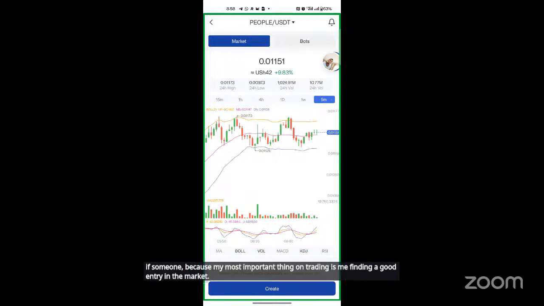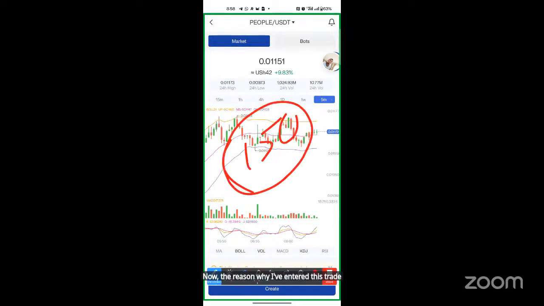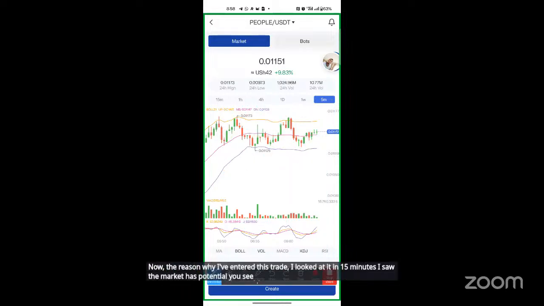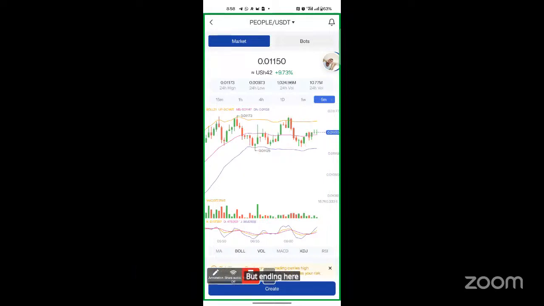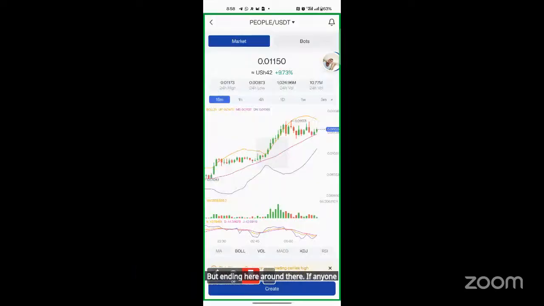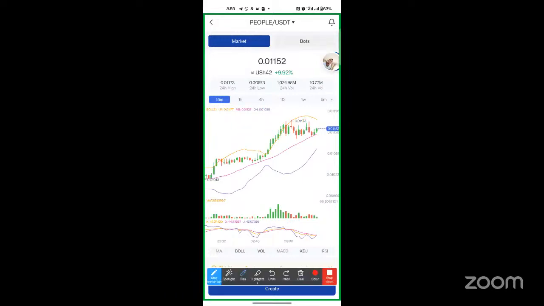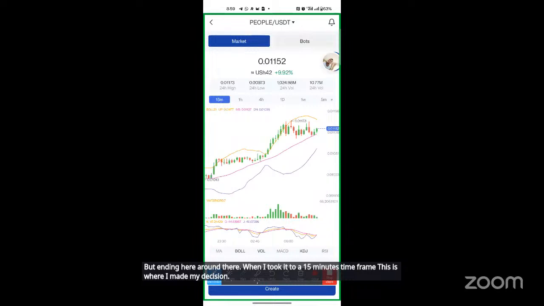Now, the reason why I've entered this trade, I looked at it in 15 minutes. I saw the market has potential. You see, the market goes down, comes up, goes down. So I expect it to go higher, but ending around there. Even when I took it to a 15 minutes time frame, this is where I made my decision. I hope we discussed this.